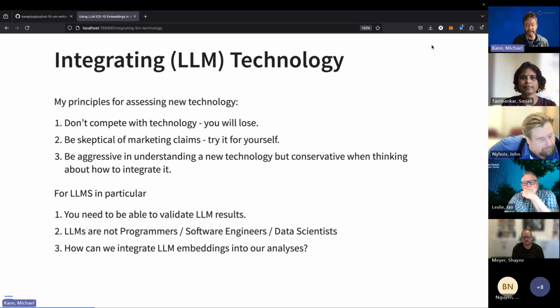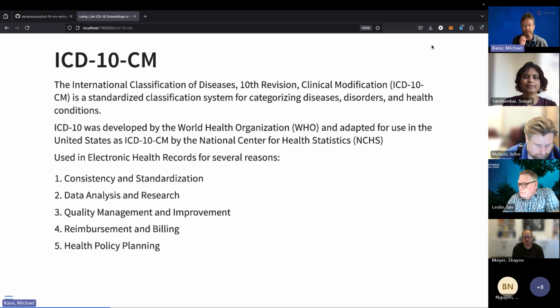So to bring this back down to the meat of this talk, what we were really interested in for these ICD-10 codes is how do we integrate LLM embeddings into our analyses. The problem that we have is that there was a clinical trial called STRIDE, and we were essentially trying to match ICD-10 codes, which tell you about all these diseases and diagnoses, with insurance claims to say whether or not it was a match.